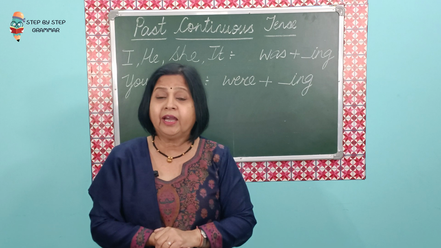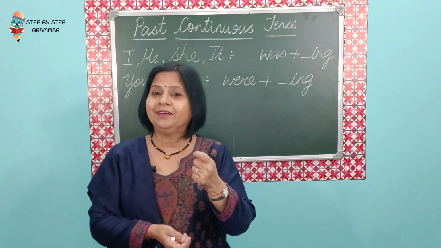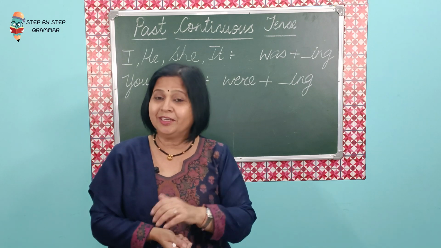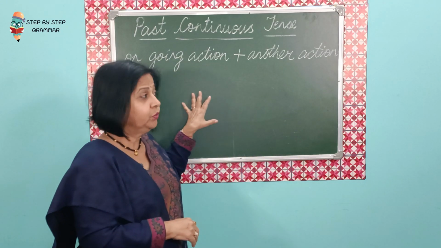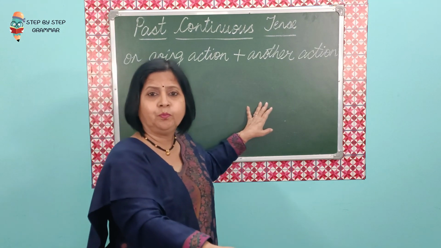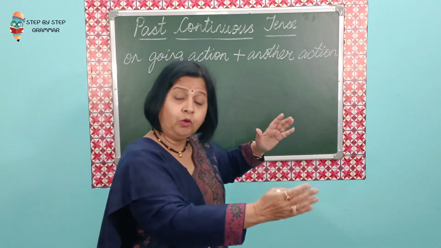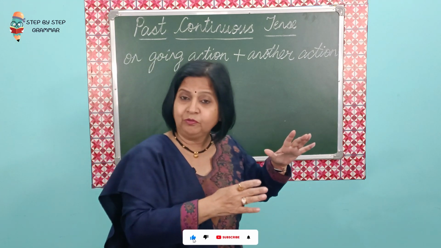What do we have to look at to see whether we have to use the simple past or the past continuous? So let us have a look at those examples. Now, when we refer to an action that was already going on in the past, we refer to it as an ongoing action, and another action took place. And we are going to refer to both of these in the past tense. Both of them are completed now at the time of talking.